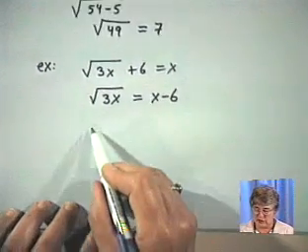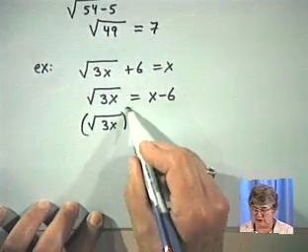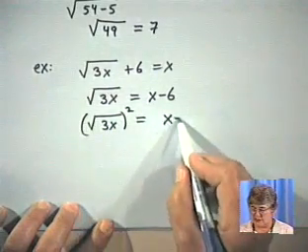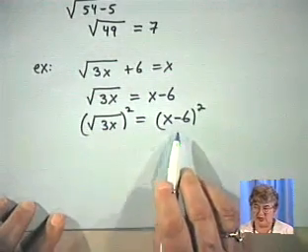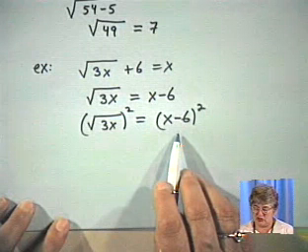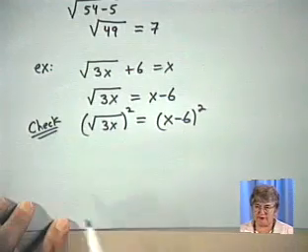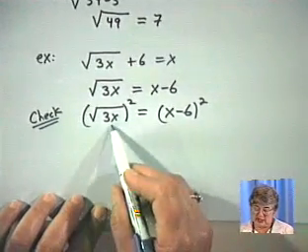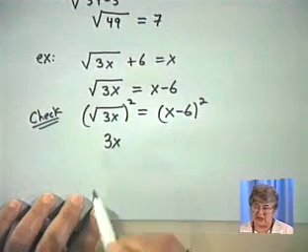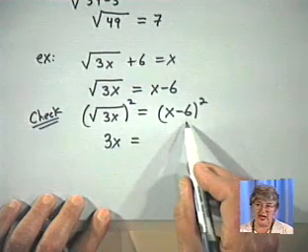And at this point, we're going to square both sides. Squaring the square root of 3x equals x minus 6, the quantity squared. But at this point, remember that we may have introduced solutions, and so we need to check solutions. All right, but now this process of squaring the square root of 3x removes the radical, and we have a plain 3x. On the right-hand side, we've got a binomial.